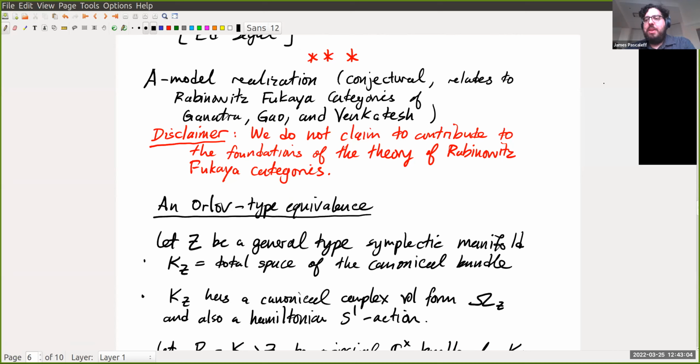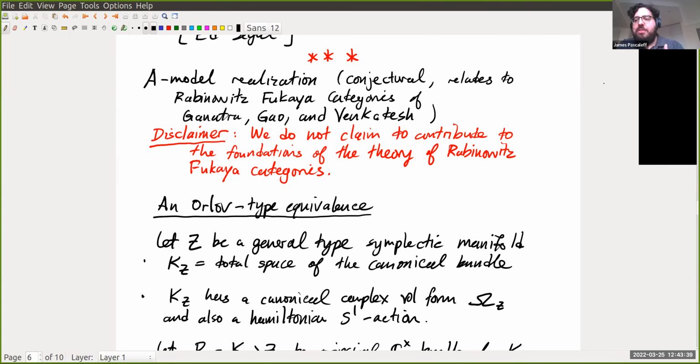Okay, so what I'm going to talk about here, I have to emphasize, is conjectural. I'm talking about dB-Sing, and doing interesting things with dB-Sing, so it's no surprise that I'm going to want to use the theory of Rabinowitz-Fukaya categories. I need to credit Ganatra, Gao, and Venkatesh for setting this theory up. Nicolo and I are not going to contribute anything to the foundations of this theory. We thank Ganatra, Gao, and Venkatesh for setting this up.